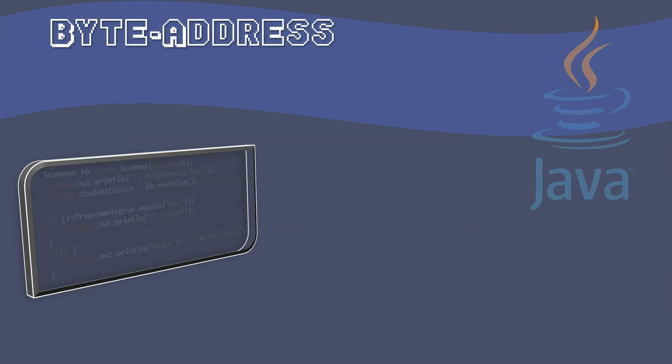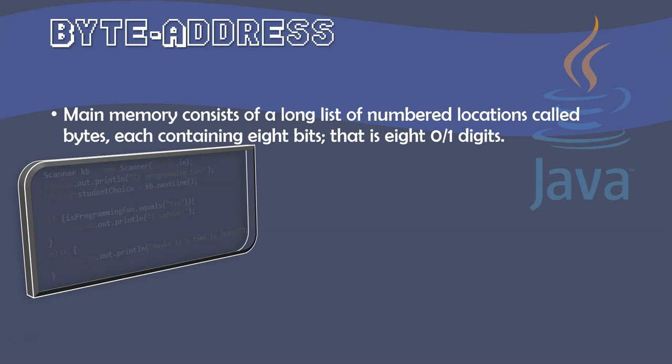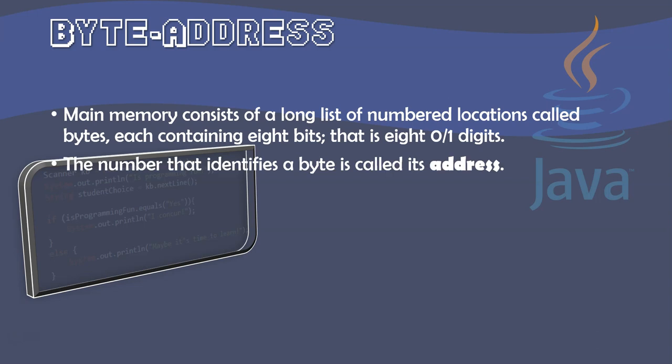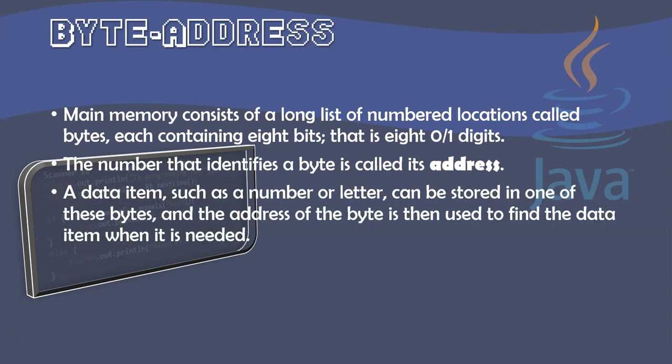Alright, so the first thing we need to understand is a byte address. Main memory, or the memory of your computer, consists of a long list of numbered locations called bytes, each containing 8 bits, that is, 8 zero or one digits. The number that identifies a byte is its address. A data item, such as a number or letter, can be stored in one of these bytes, and the address of the byte is then used to find the data item when it's needed.